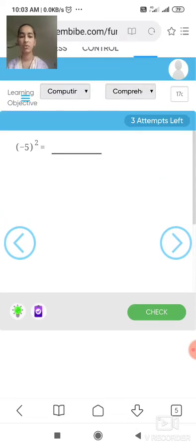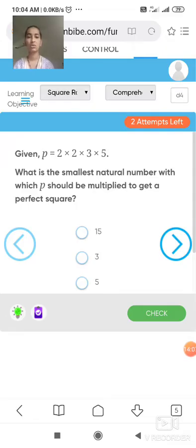Let's take a different type of example. Now the next question is based on square root. Given p is 2 multiplied by 2 multiplied by 3 multiplied by 5. What is the smallest natural number with which p should be multiplied to get a perfect square? Now in p, which are the factors? 2, 2, 3, 5. Now which are unpaired? Yes, 2 is paired, 3 is unpaired and 5 is also unpaired.